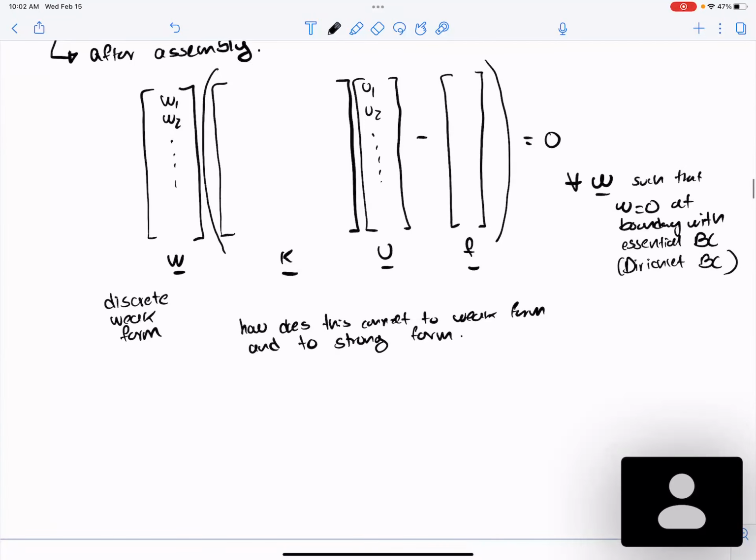So if you remember originally, we have the PDE, right? So we have the second derivative of U, actually something like this. So we have that equals 0 for the entire domain, 0 to 1, for example, with some boundary conditions like U of 0 equals something, and then U of 1 equals something, and du dx at 0 equals something. That was the strong form, right?